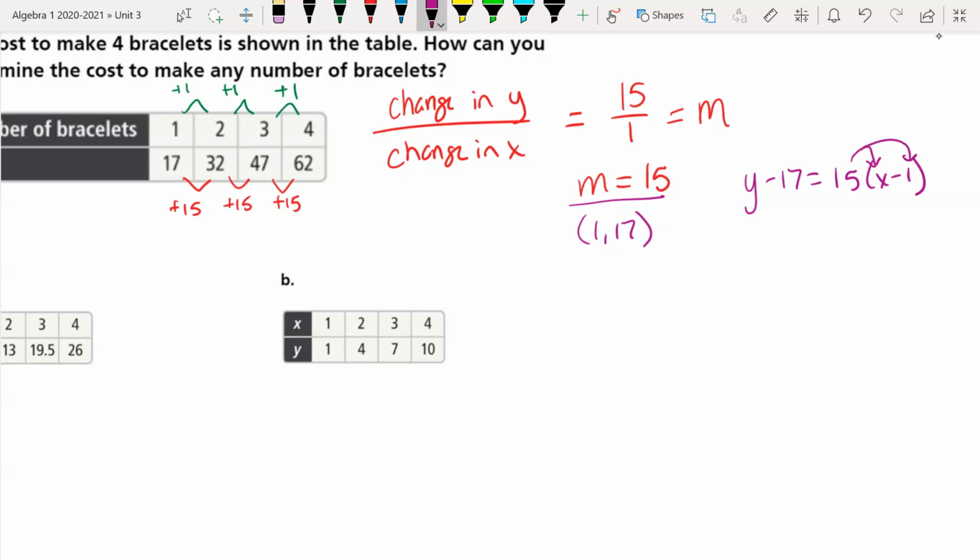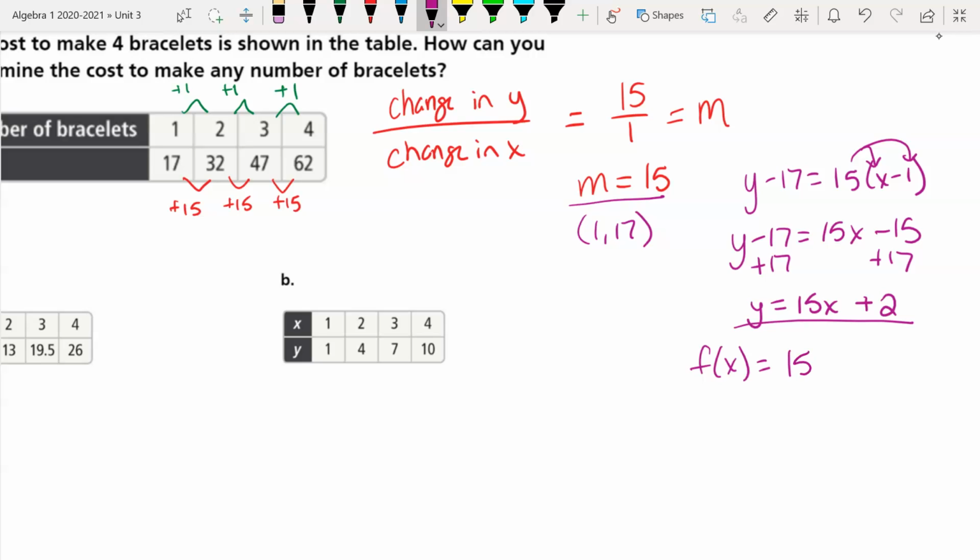Let's go ahead and solve it so we can write it in slope intercept form. So I'm going to distribute that 15. I'm going to add 17 to it. All right, this is our equation, but instead of writing y, we can write it as a function and say f of x equals 15x plus 2.